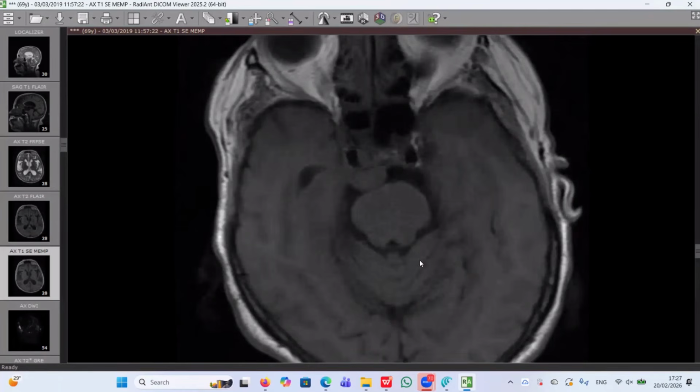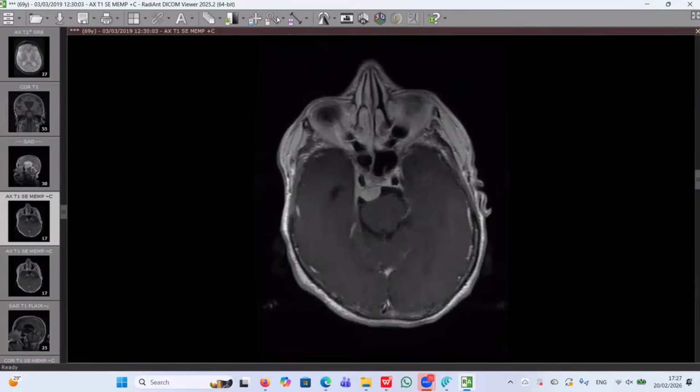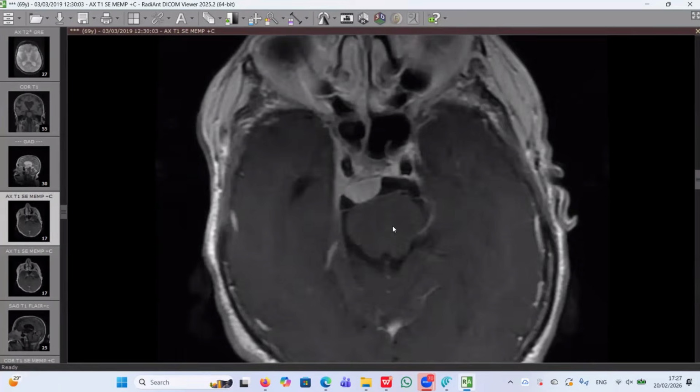I want to see the post-contrast. This may represent meningioma. I will give you the post-contrast. Okay, this is the post-contrast. On post-contrast, this is an intensely enhancing lesion, and with a dural tail appearance. Yeah, very nice. Dural tail. And so this one is dural based. This one is an extra-axial dural based mass lesion resting upon the clivus.